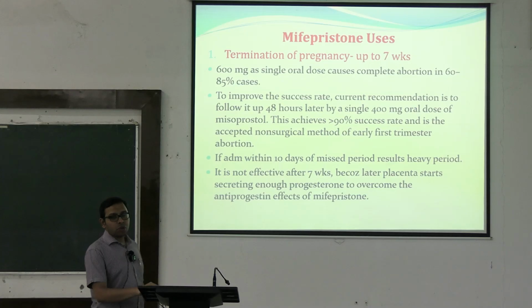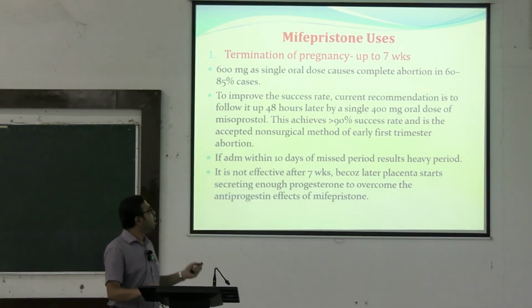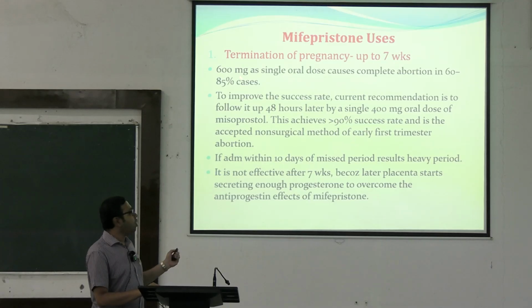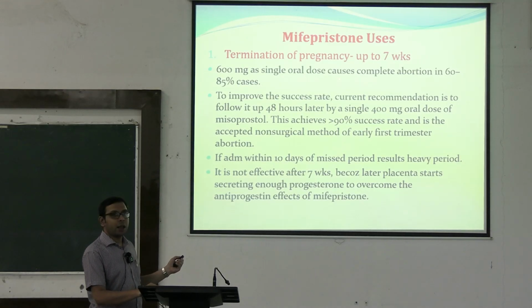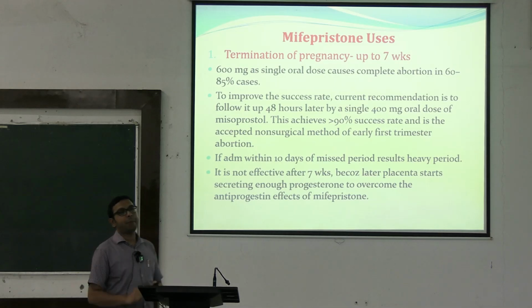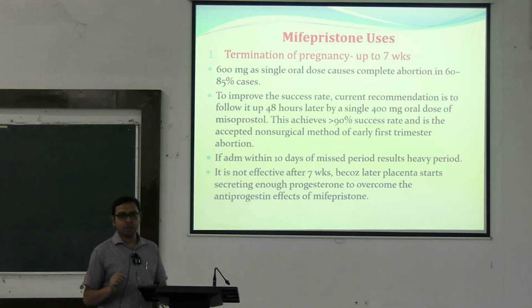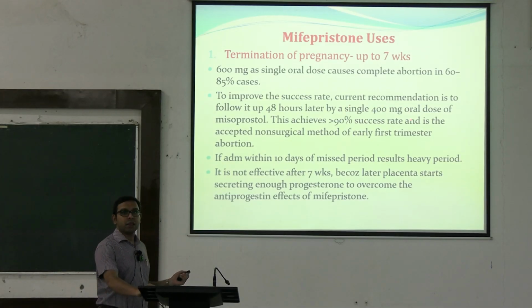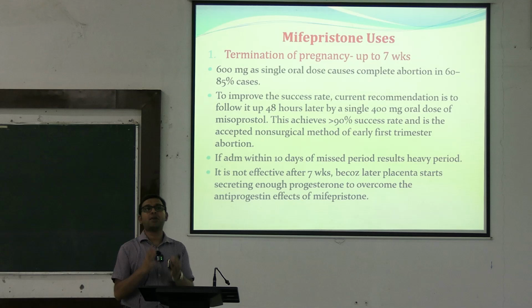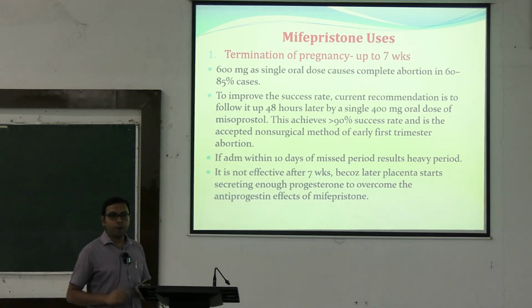So, mainly where is it used? Termination of pregnancy, for abortion up to 7 weeks. Usually 600 milligram as a single oral dose causes complete abortion in 60 to 85% of the cases. So, mainly this is used for the medical termination of the pregnancy. To improve the success rate, since you can see the success rate is 60 to 85%, we can combine another drug to increase the success rate of the abortion.